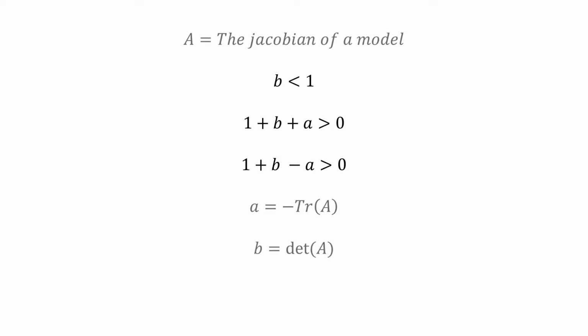There are three conditions, and they are: the first one, b is less than 1. The second one is 1 plus b plus a is greater than 0. And the third one is 1 plus b minus a is greater than 0, where a is the negative trace of the Jacobian and b is the determinant of the Jacobian.